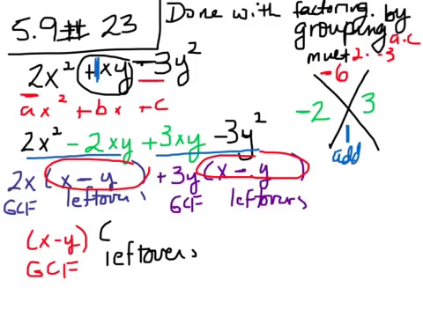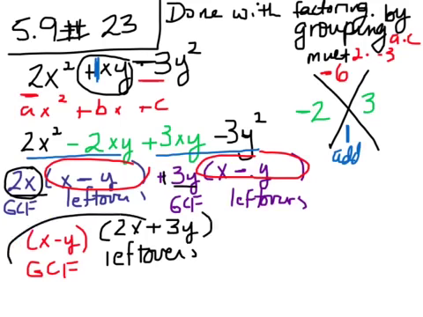My first term is 2x times (x minus y). If I pull the (x minus y) out, what's left? 2x. So I write it down here. I have a plus sign, so I'm going to write it down. If I have 3y times (x minus y), if I pull the (x minus y) out, the 3y would be left. We could have just read off 2x plus 3y and written it down. And this is factored now.